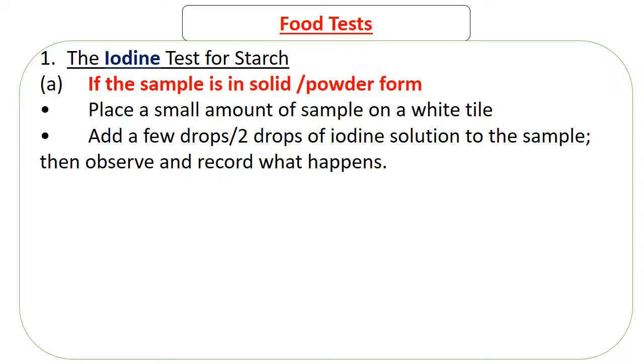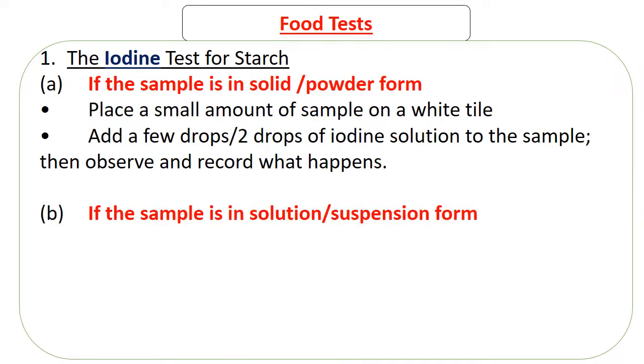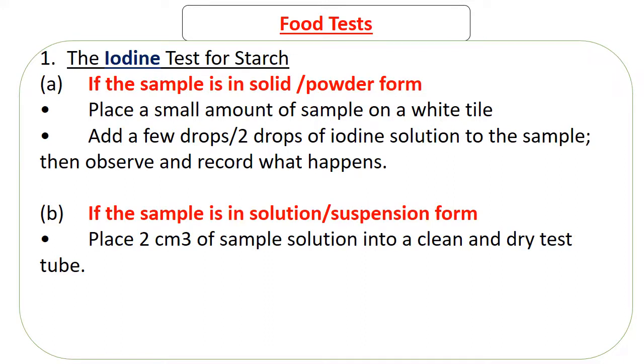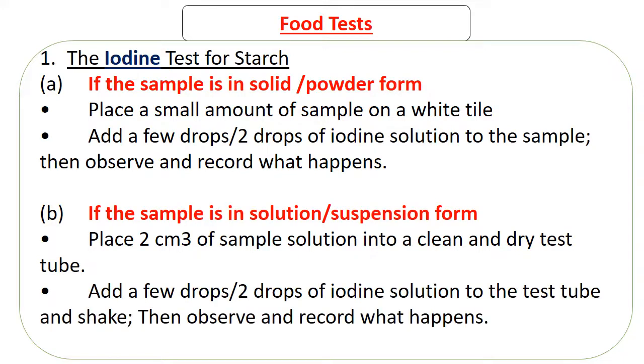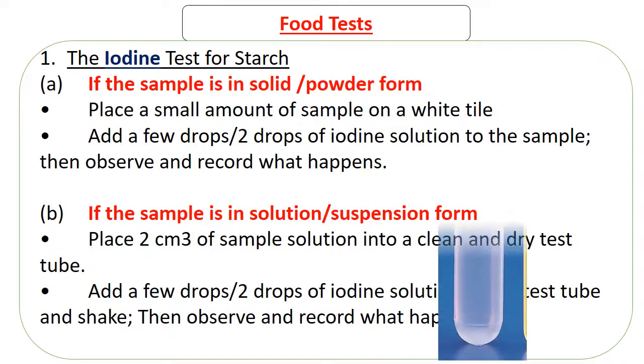Then the second type of food samples are samples that are in solution or suspension form. How do you deal with these ones? The procedure is nearly the same. The first is you place 2 cm³ of sample solution into a clean and dry test tube. Then you add a few drops or 2 drops of iodine solution to the test tube and shake. Then observe and record what happens.